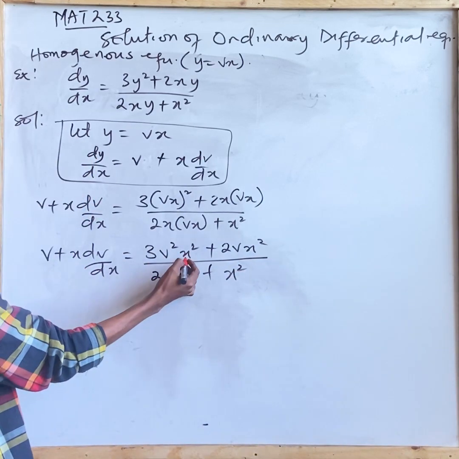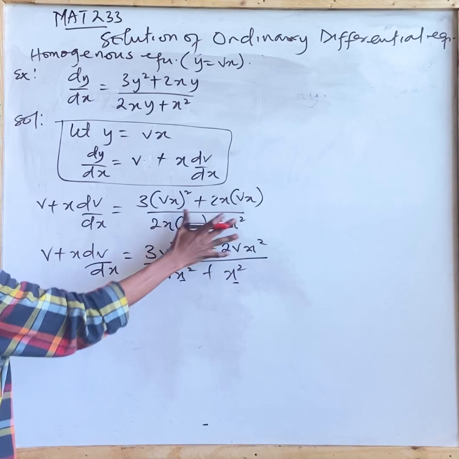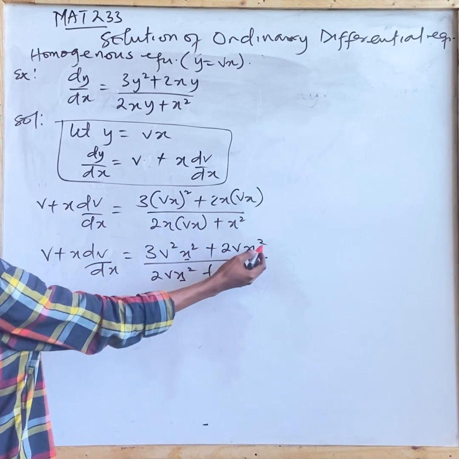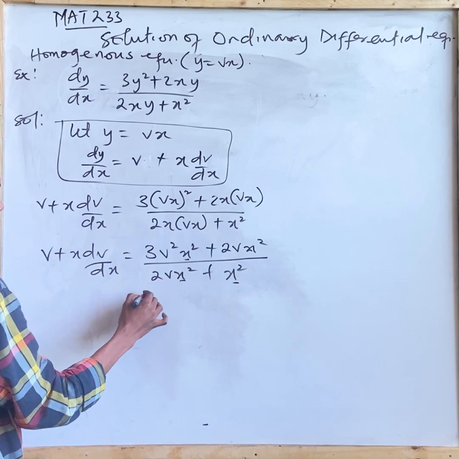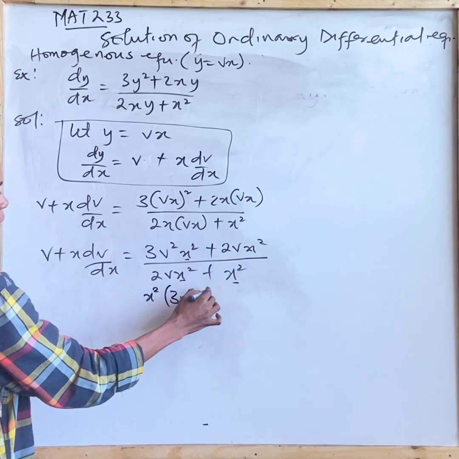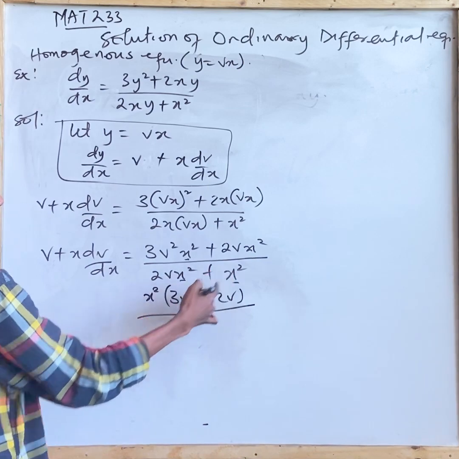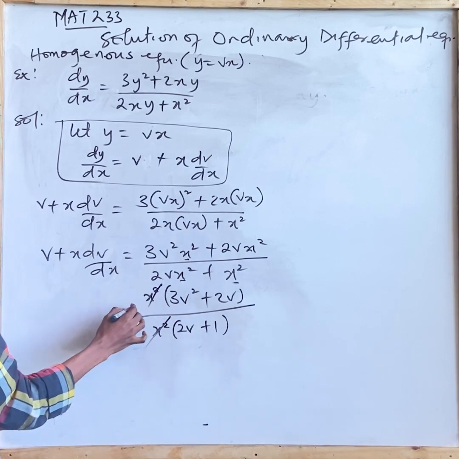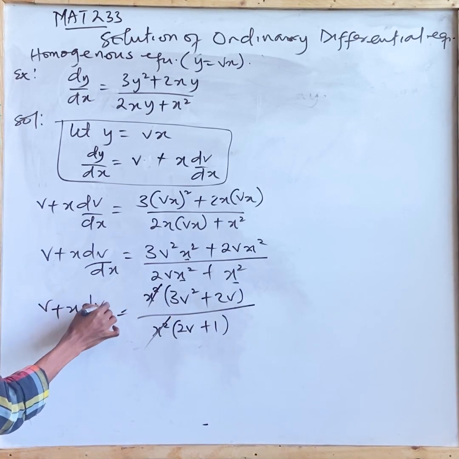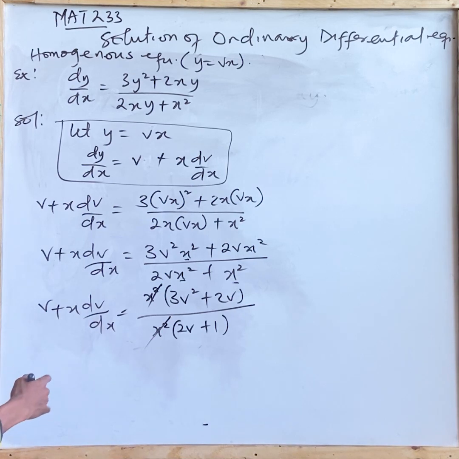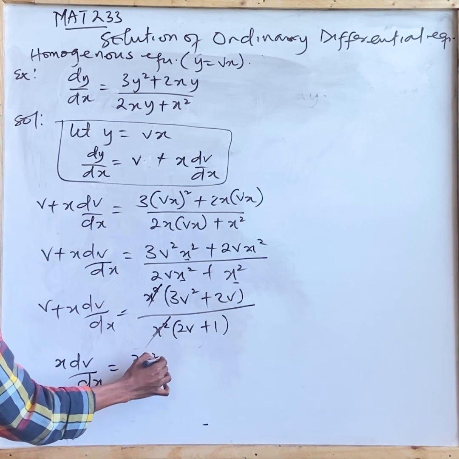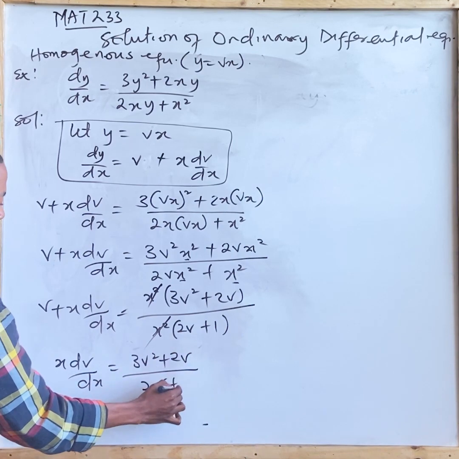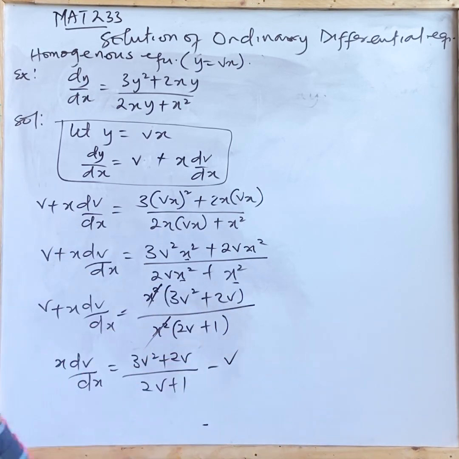After that, you observe that x squared is common to the numerator and denominator. If I factorize x squared out, I will have x squared times 3v squared plus 2v, divided by x squared times 2v plus 1. The x squared will cancel x squared. So it's equal to v plus x dv/dx. The next thing is to collect like terms. So I will have x dv/dx is equals to 3v squared plus 2v divided by 2v plus 1, and if I move this v to the other side, I will have minus v here.